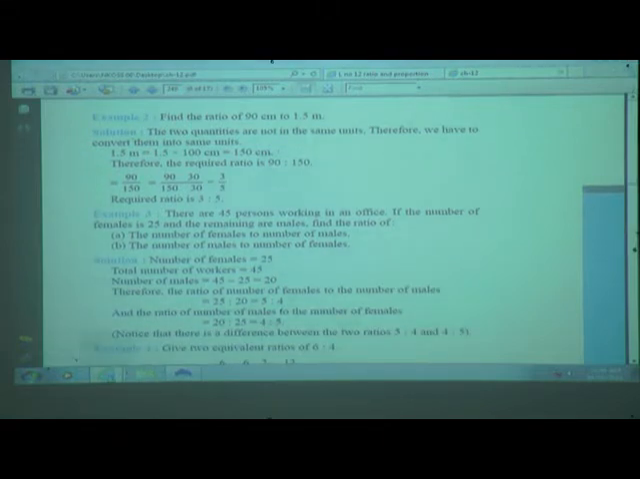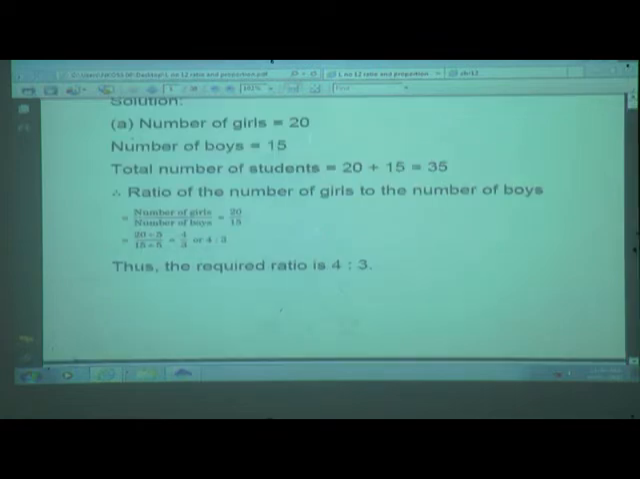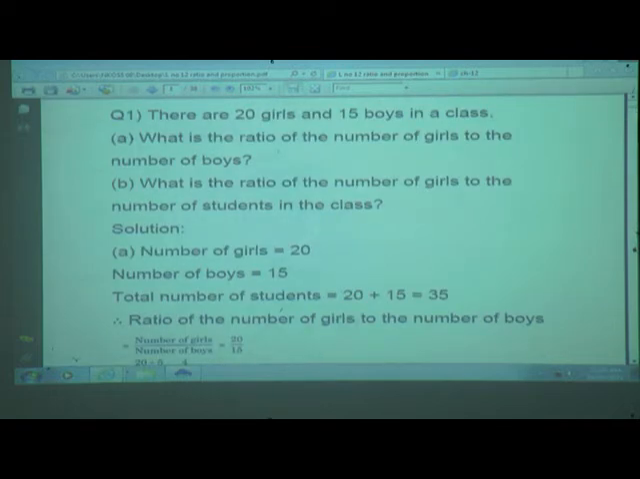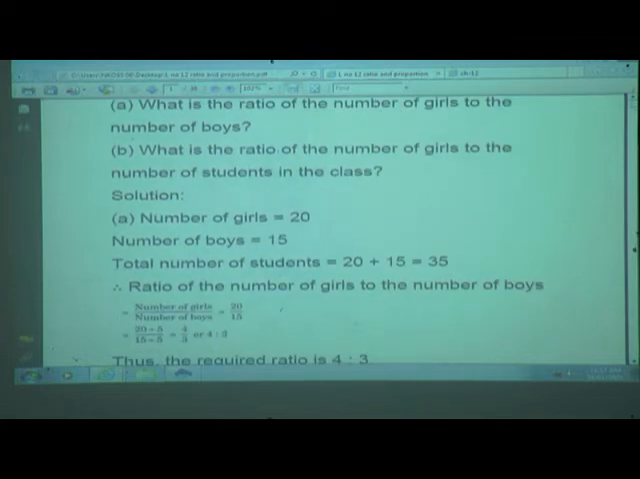Now let us see a few examples from exercise 12.1. There are 20 girls and 15 boys in a class. What is the ratio of number of girls to the number of boys? Number of girls are 20 and number of boys are 15. Total number of students 20 plus 15 is equal to 35.